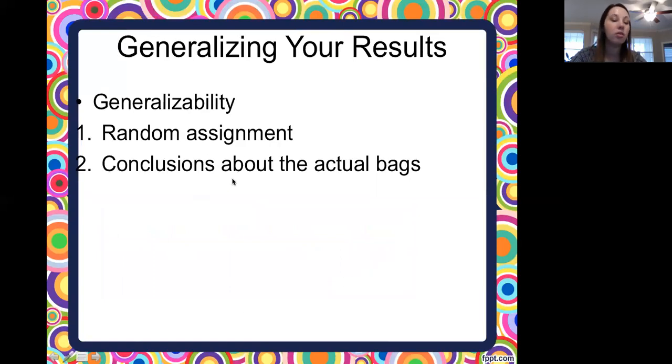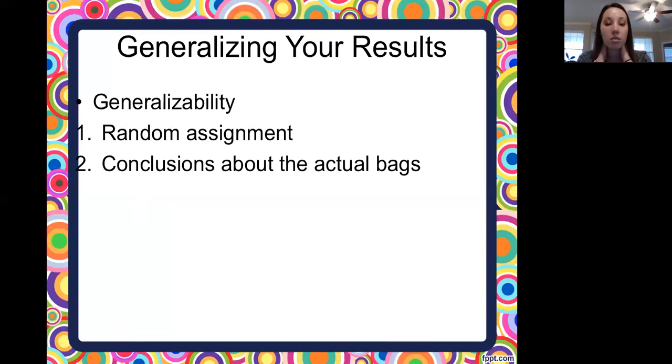Okay, so this is a little note of more about kind of research in general. In order to generalize our results to the population at large, to make statements about the population, to make inferences, we want to generalize our results. Of course, we want to make those inferences about the population. But in order to do that, we need to do random assignment. And I believe I've talked about this in the past.